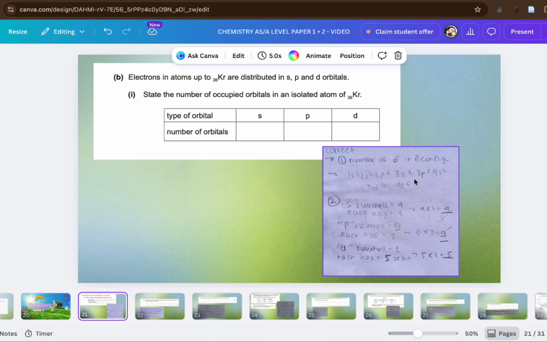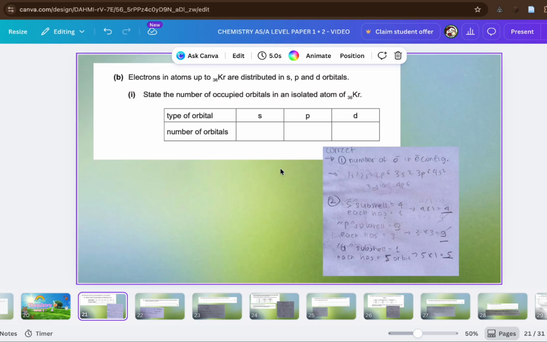For the final one, the d orbitals. For the d subshell, there's only one, which is 3d10, and each d subshell has 5 orbitals. 5 times 1 equals 5. Thus, the answer for s is 4, for p is 9, and for d is 5. Okay, next question.